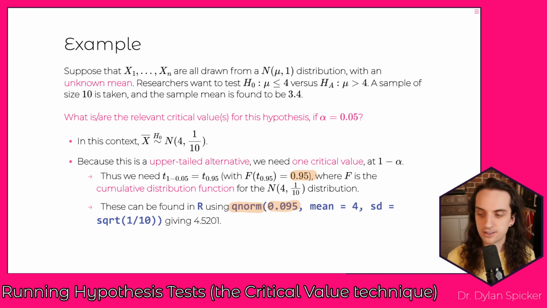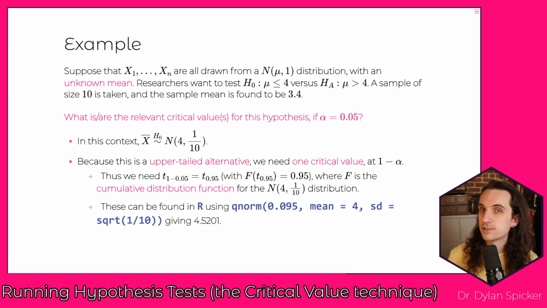There shouldn't be that extra 0 there, but that's okay, right? We should have the decimal point right there. But we type in 0.95 to match the level. We have the mean of 4 coming from the mean here. Standard deviation is the square root of 1 over 10, which is coming from the distribution there. And if you actually work out what this critical value is, that gives you 4.5201.